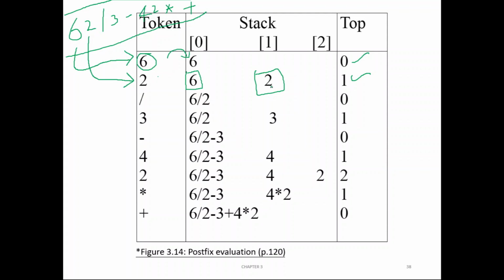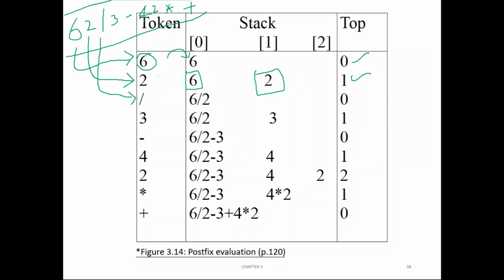Okay, fine. Next token is what? Slash. Is it an operand or operator? It is an operator. If it is an operator, then what do you do? Pop the recent 2 items from the stack. So perform pop 2 times.